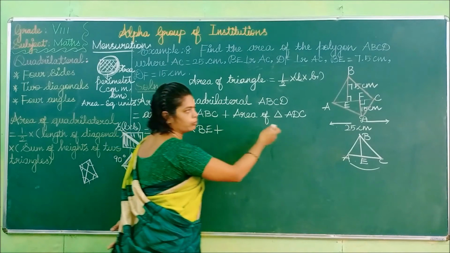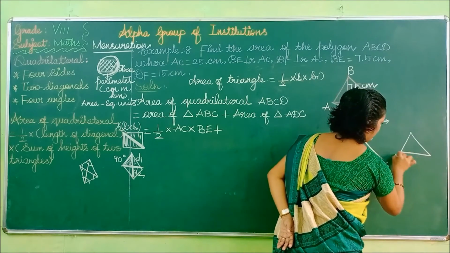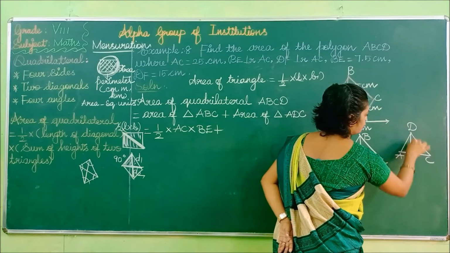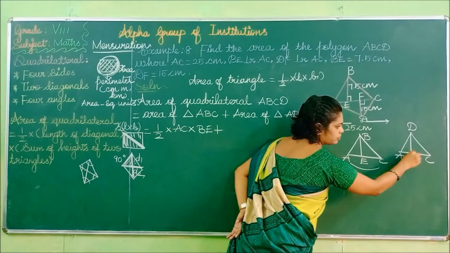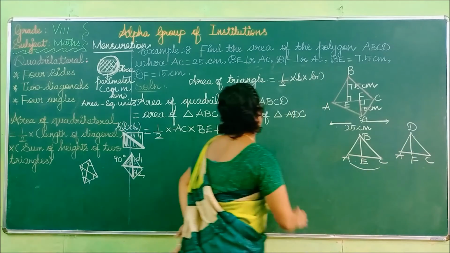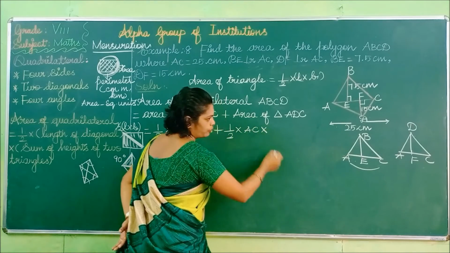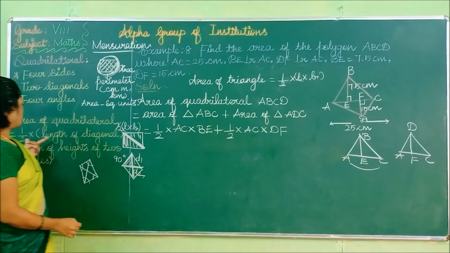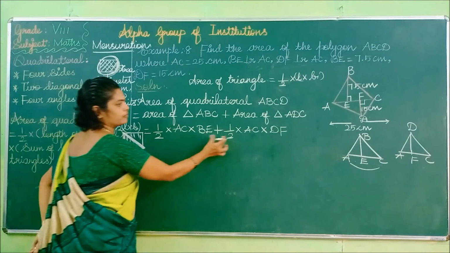Then you can consider one more triangle, that is ADC. So this triangle, I am writing C and D at the top, which is perpendicular to F. So what is the length of this triangle? The height of the triangle is DF and the base is AC. So 1 by 2 AC into the height, which will be DF. So we can use this formula: 1 by 2 length of the diagonal into sum of the heights of the two triangles. This is the sum of the heights of the two triangles.